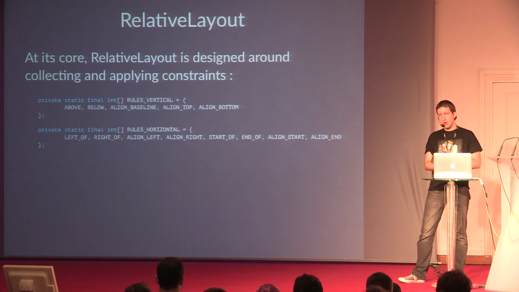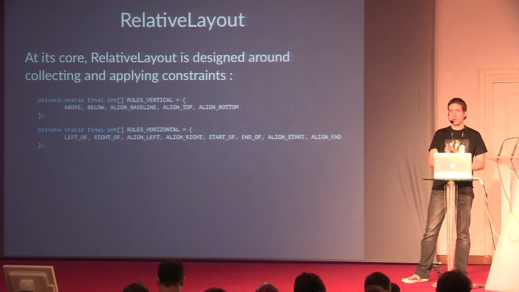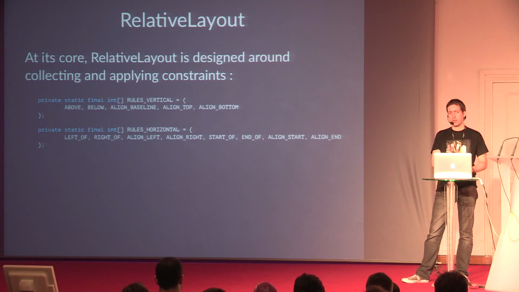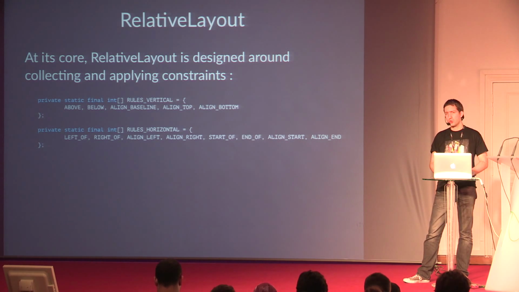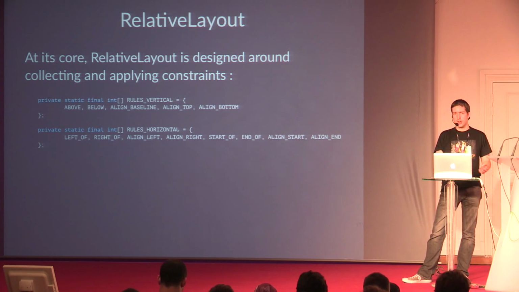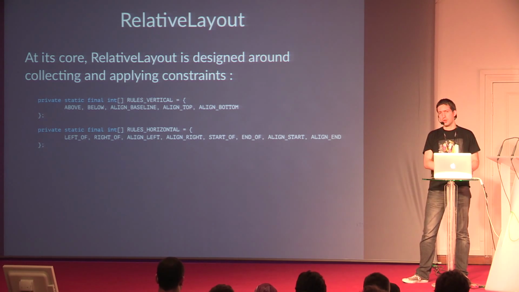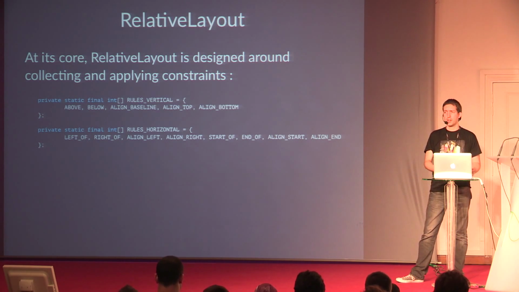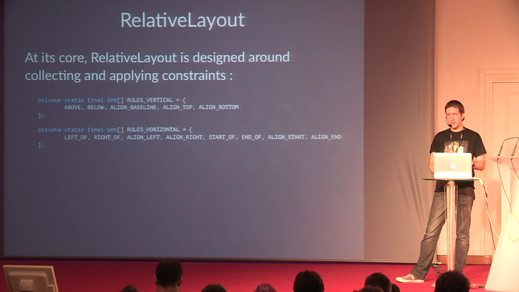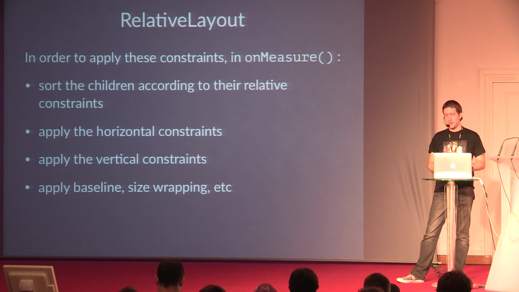Things get a bit more complicated if you look at a very rich view group like RelativeLayout. At its core, RelativeLayout collects a set of constraints on each of its children. For example, you will tell it that you want one view to be the topmost one, another one to be to the right of this first view, and so on. So you create a collection of constraints when you write an XML layout. And RelativeLayout will have to resolve these constraints.